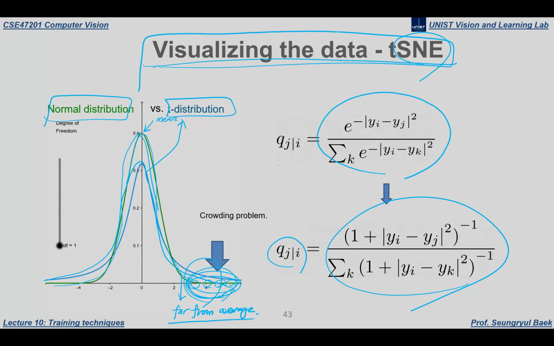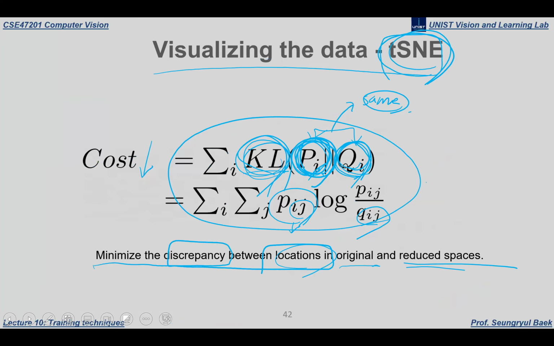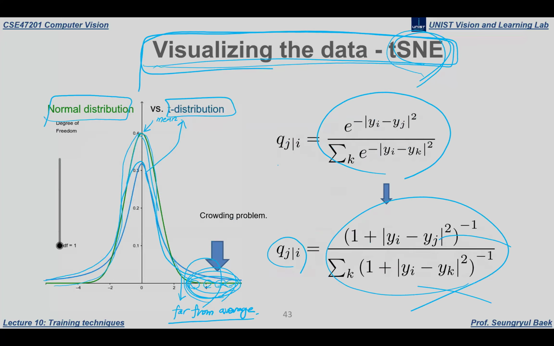Using this type of energy function, this type of cost defining the KL divergence between P and Q, they can make new locations for the samples. That is the Q. Okay, that is t-SNE.